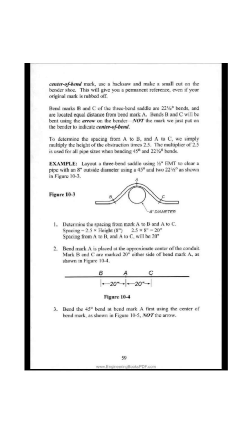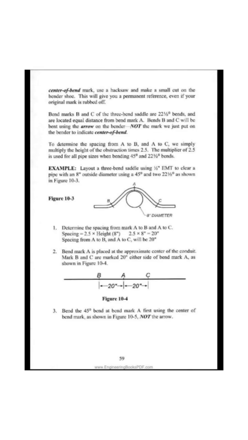To determine the spacing from A to B, and A to C, we simply multiply the height of the obstruction times 2.5. The multiplier of 2.5 is used for all pipe sizes when bending 45 degree and 22.5 degree bends. Example: lay out a 3-bend saddle using 1/2 EMT to clear a pipe with an 8 inch outside diameter using a 45 degree and 22.5 degree bends, as shown in figure 10-3. 1. Determine the spacing from mark A to B and A to C. Spacing equals 2.5 times height, 8 inches. 2.5 times 8 inches equals 20. Spacing from A to B, and A to C, will be 20 inches.